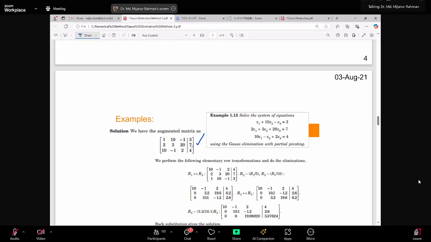So now our target is to make this one 0, this one 0. If we can do this, this one will automatically be 0. That means this position, if we say this is A11, and this is A21, A31, then A21 and A31 should be 0. It will be our target. How can we make this coefficient 0?